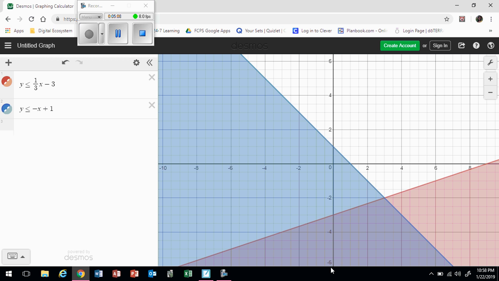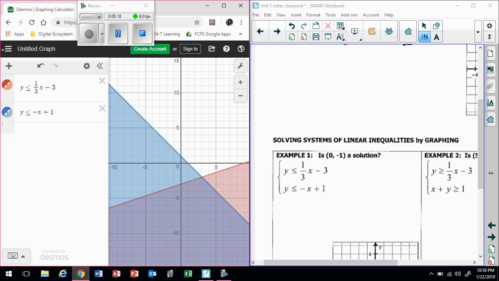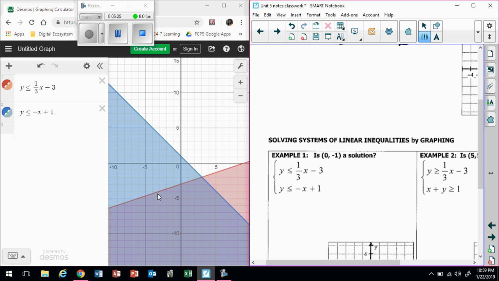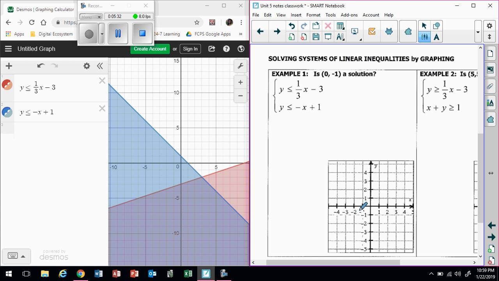Let me go ahead and move this screen again. Now that you know how to do one, I want you to graph the graph that you have on Desmos on this graph that's right here. And I want you to tell me if 0, -1 is a solution. If it is not a solution, what is a solution? Wonderful.